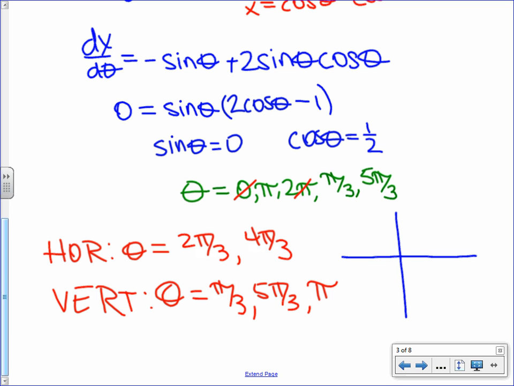Okay, this was 1 minus cosine theta, correct? Yes, it was. So that means the majority of it is on the left, because it's minus. So here are our 2 horizontal tangents. Here are our 1, 2, 3 vertical tangents. That makes sense with that picture, doesn't it? Yes.